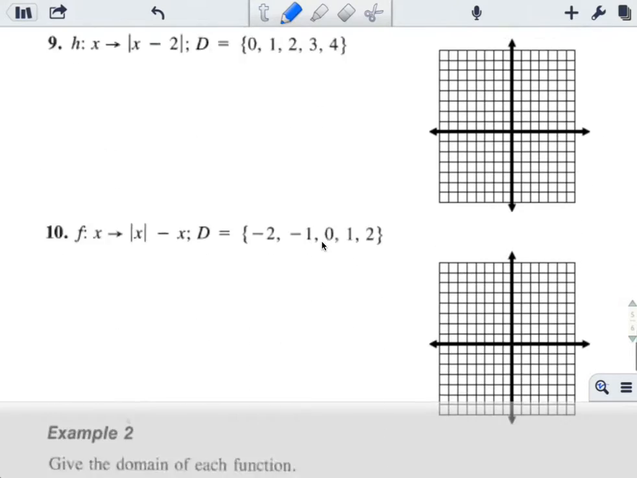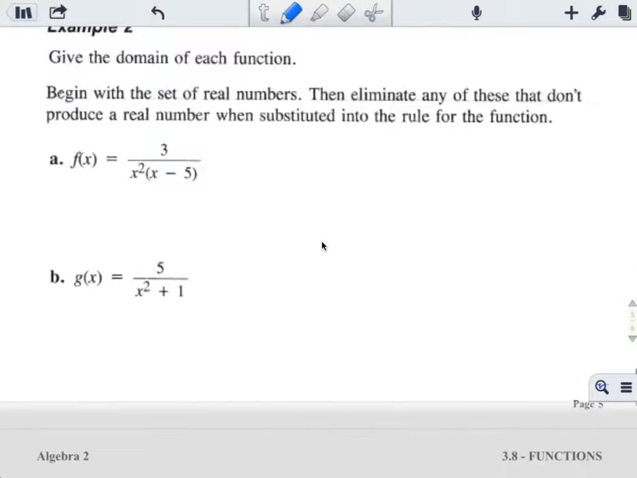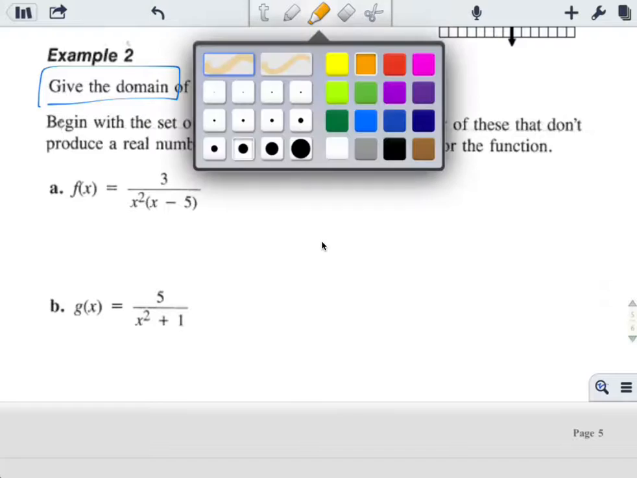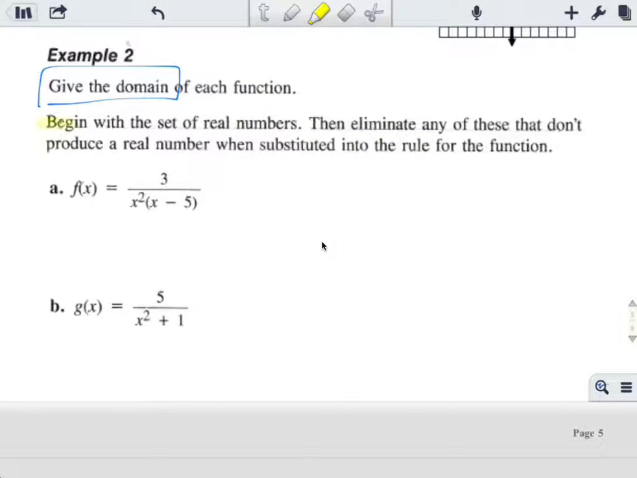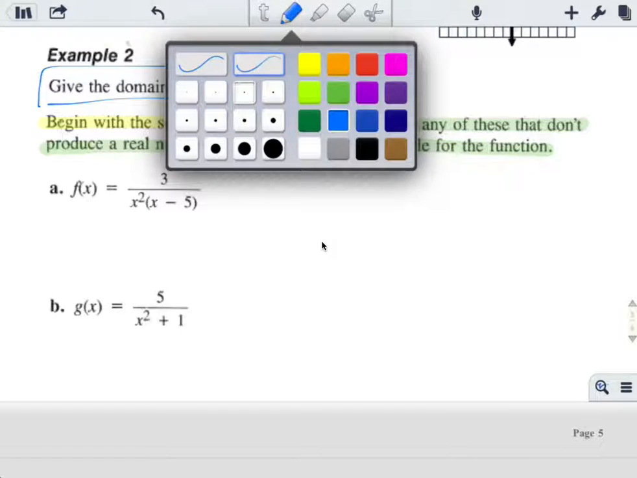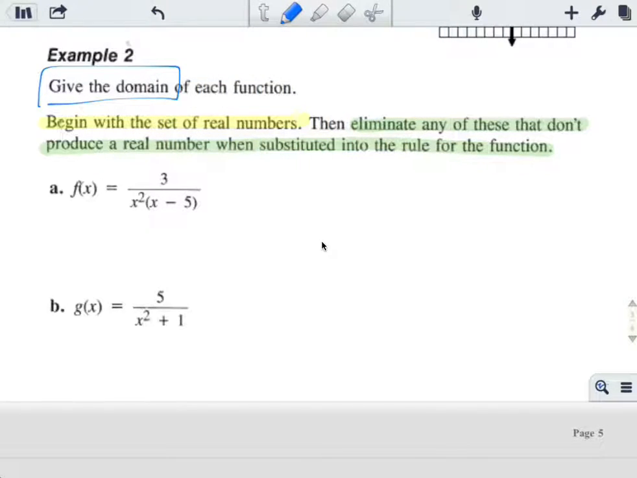Now, the other classwork we'll work on is give the domain of each function. Now we have guidelines here. The guidelines state that we want to begin with a set of real numbers. This is all real numbers. Then the second thing we do is we eliminate any of these that don't produce a real number when substituted. So we have to sit here and think, what things might cause an exception?